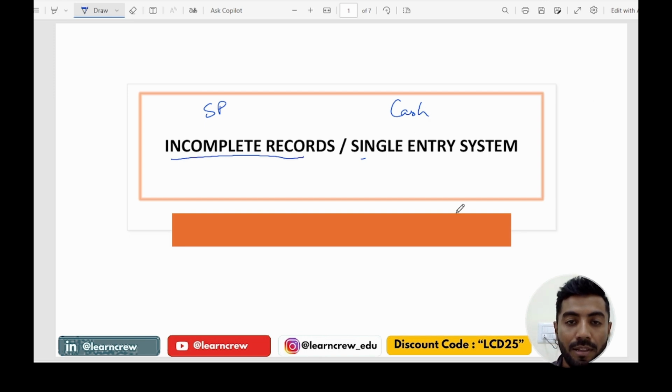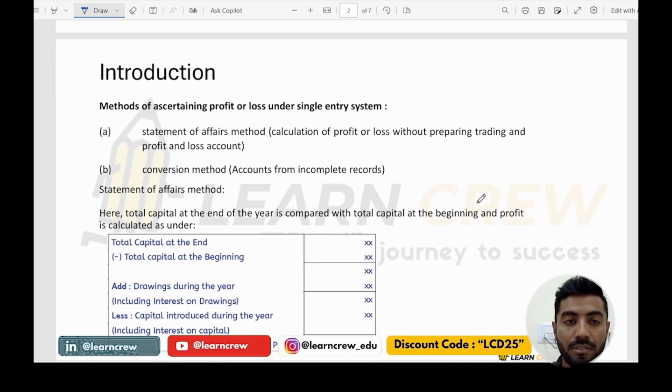We'll get into a detailed introduction. So here, how do we ascertain profit? When the books are incomplete, how do we ascertain profit? The methods of ascertaining profit or loss under the single entry system: there are two methods. One is the statement of affairs method. We prepare the opening balance sheet and the closing balance sheet, and whatever the difference is will be the profit. That is one method, the statement of affairs method.